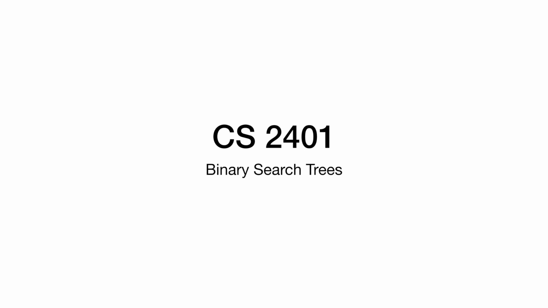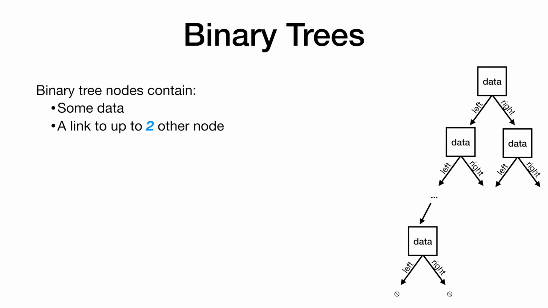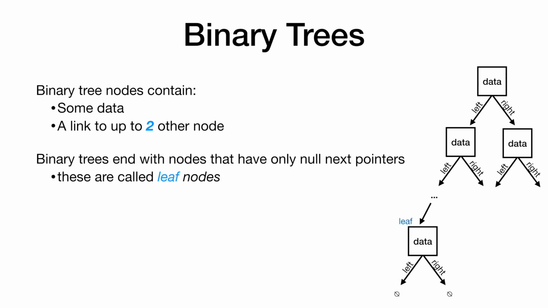In the previous video, we had an introduction to just regular binary trees, but today we're going to be talking about a very special type of binary tree that we tend to use a lot in computer science. So remember that a binary tree has nodes that contain some amount of data, just like a linked list node, and they link to up to two other nodes, right? So they have a left and a right link that comes out of them.